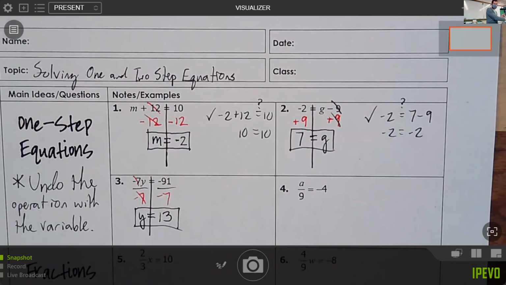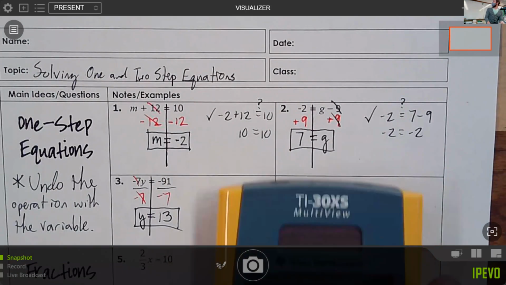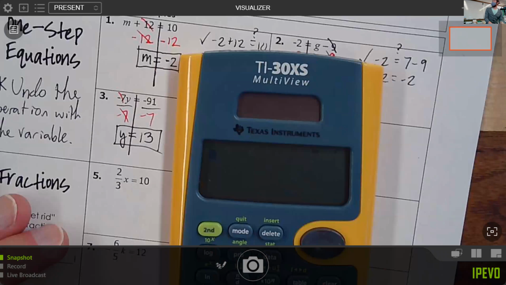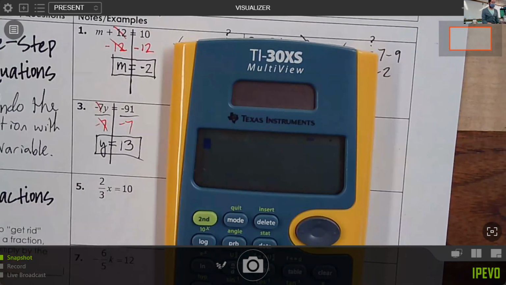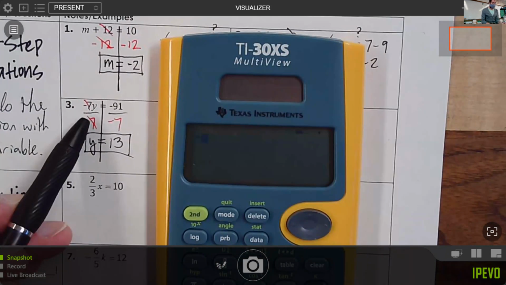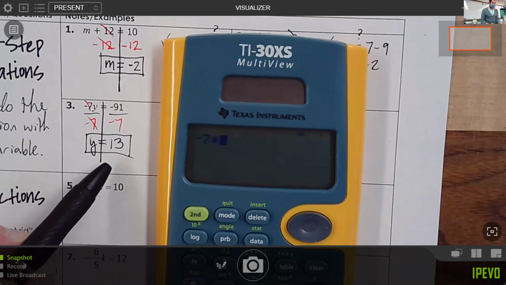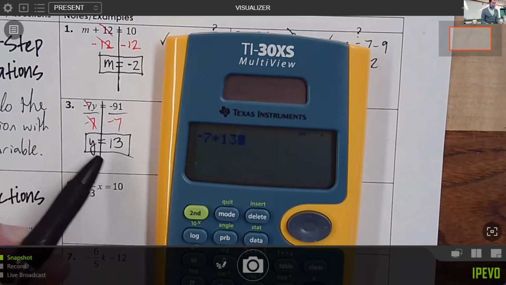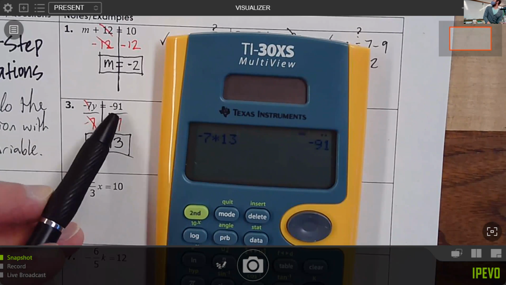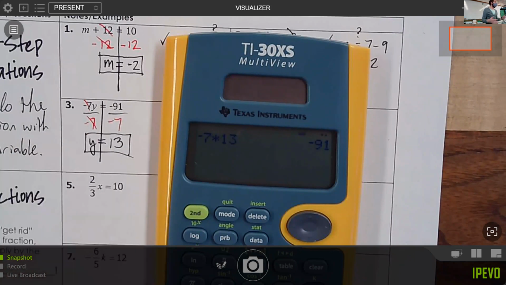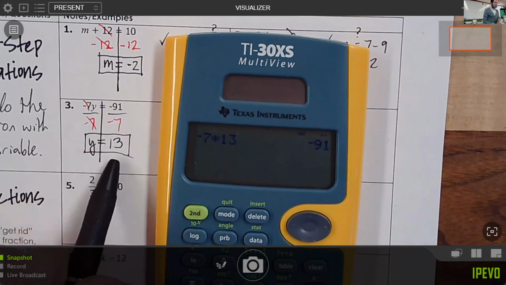Now, if you want to, in terms of checking your work, you're welcome just to go back here and use your calculator. You don't have to write out the check step if you don't want to. So if I type in negative 7 times 13, that's the work that's going on here because we're saying y is 13. We get negative 91, which is exactly what it was. So you can check your work on a calculator just to verify it, but I would always recommend checking it because this verifies that your answer was correct.